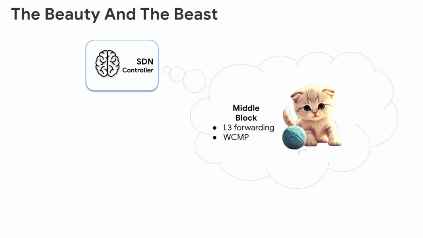So at Google, we use software-defined networking. And let me talk specifically about the data center here. So in the data center, we have our SDN controller. And if you think about something like a data center middle block, the requirements that an SDN controller has are actually pretty moderate. Basically, you need to do L3 forwarding and WCMP. That's pretty much all we need for our data center switches. So a very moderate set of requirements.